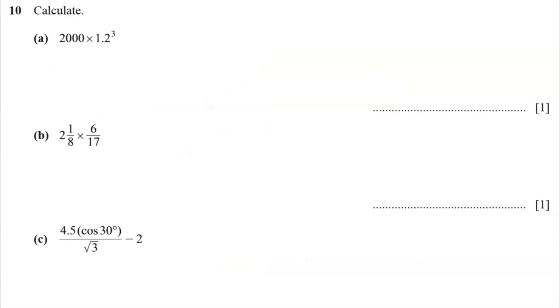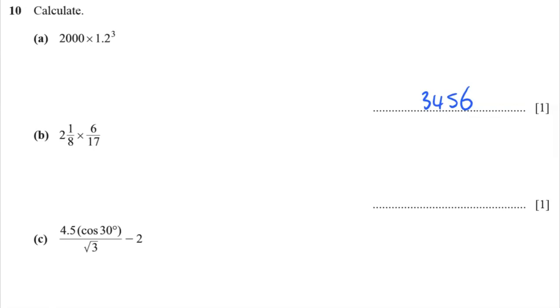Question 10 says to calculate the following. Look, it looks like it's getting complicated, and we do have a calculator. Why wouldn't you use your calculator? It's 1 mark, so you only get 1 mark for the answer, and it looks like it's testing whether you can use your calculator. So type 2000 times 1.2 to the power of 3, and we get 3456. Isn't that nice? 3, 4, 5, 6.